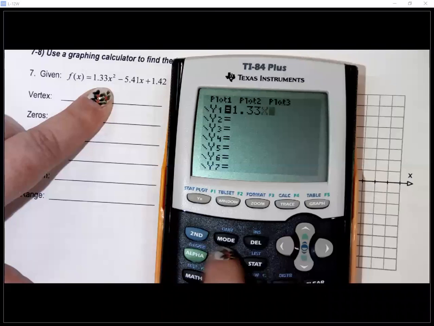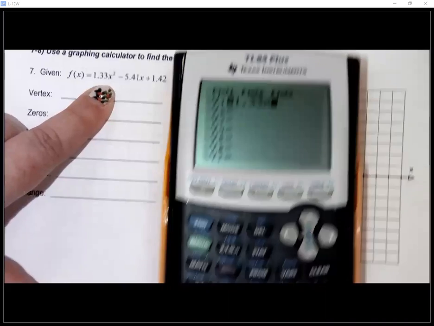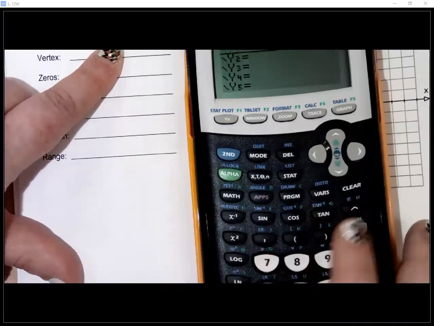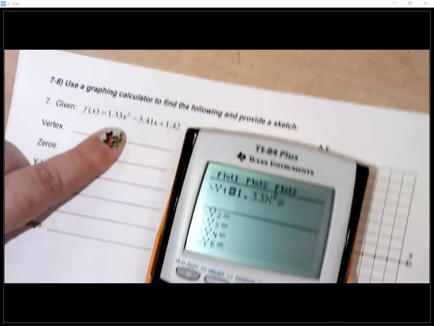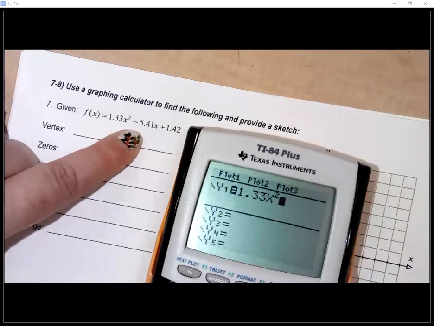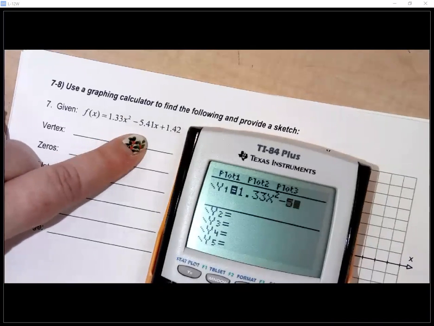So there's an x, and now you need to square it. Two options. You can either use the caret key with a 2, or there is an x squared button over here all the way on the left. So you can always hit that if you're going to square something. But any other exponent, you would have to use the caret key. So anyway, there's 1.33x squared. Make sure you're using the minus button for minus 5.41x, and then plus the 1.42.